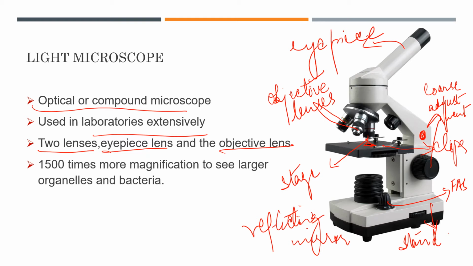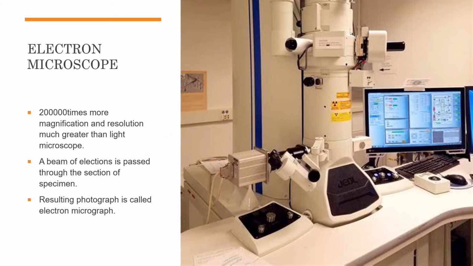Let us move on to the next part, the electron microscope. Now the electron microscope is not extensively used in labs. As you are in 9th standard, just keep in mind what it does: it gives us much more magnification and resolution, much greater than the light microscope.